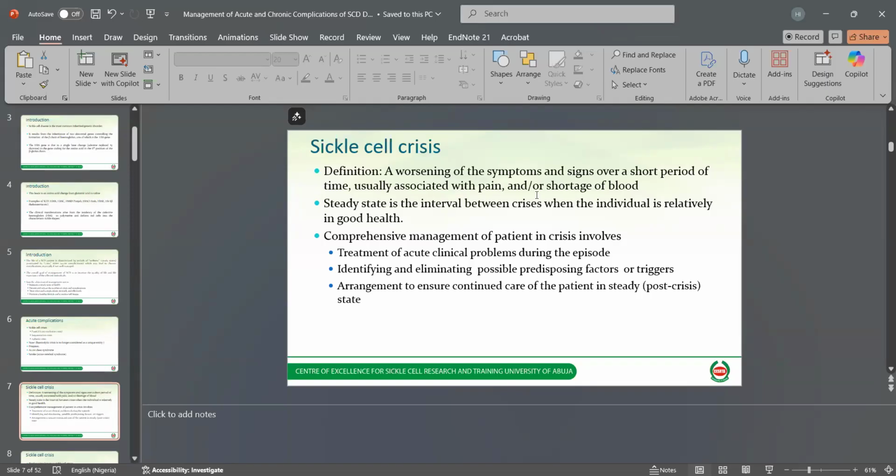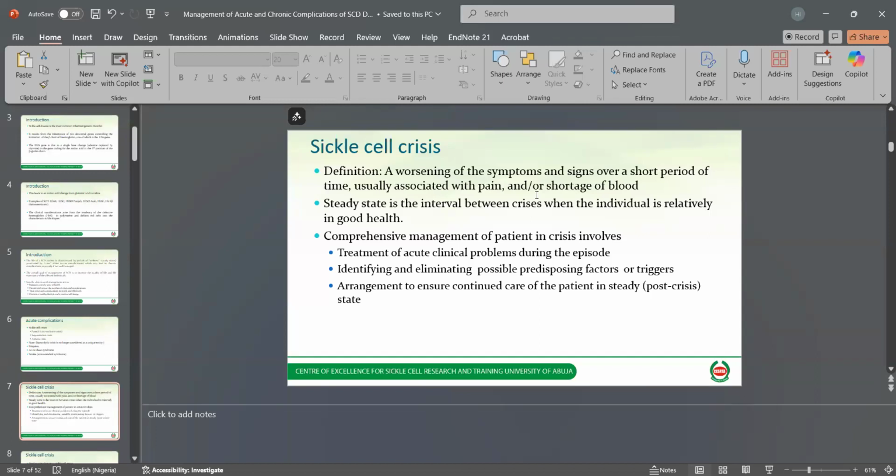Steady state is the interval between crises when the individual is relatively in good health. Comprehensive management of a patient in crisis involves treatment of acute clinical problems during the episode, identifying and eliminating possible predisposing factors or triggers, and arrangement to ensure continued care of the patient in steady state. So after treating the patient in crisis, it's important to continue to do follow-up.